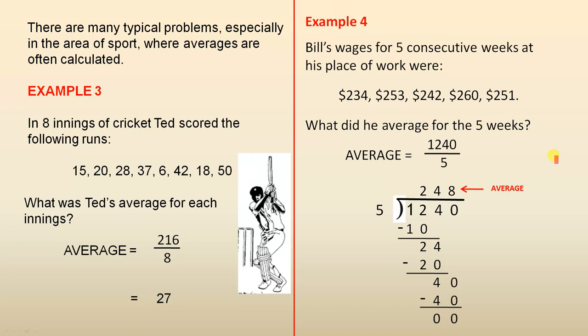Example 4. Bill's wages for 5 consecutive weeks at his place of work were these numbers here. What did he average for the 5 weeks? The total amount was 1,240, and he earned that over 5 weeks. So we do the division. We've done this procedure before in previous videos, so if you go through it carefully, you will find that the average is 248. So that's his average wage for the week, $248.